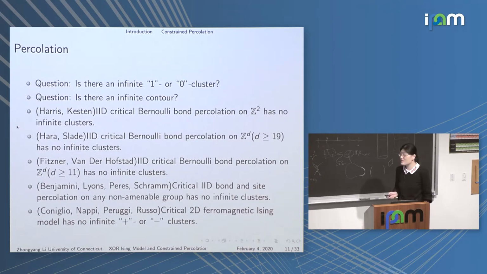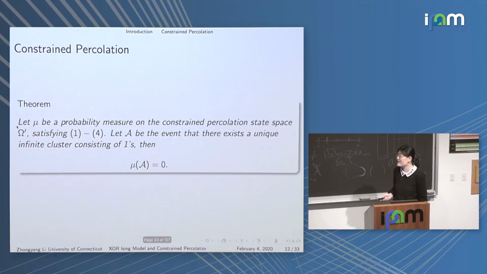The same question has also been discussed for dependent percolation. For example, the Ising model is not Bernoulli i.i.d., it is not independent. For the two-dimensional ferromagnetic Ising model, in the critical case, there are no infinite plus clusters and no infinite minus clusters.